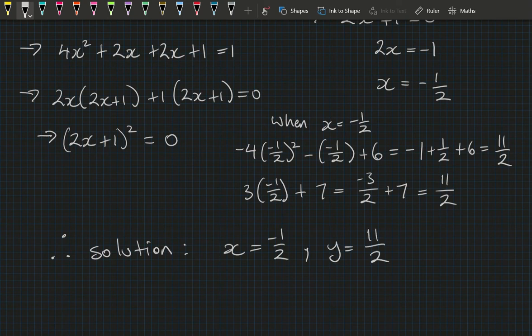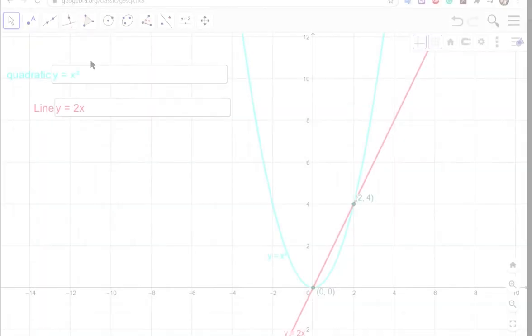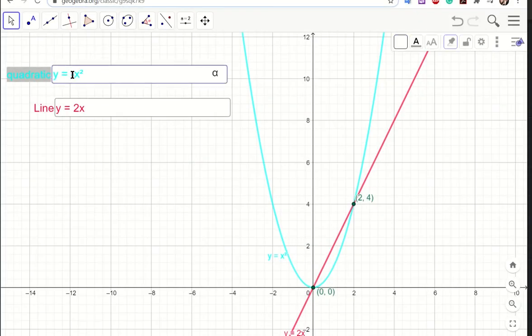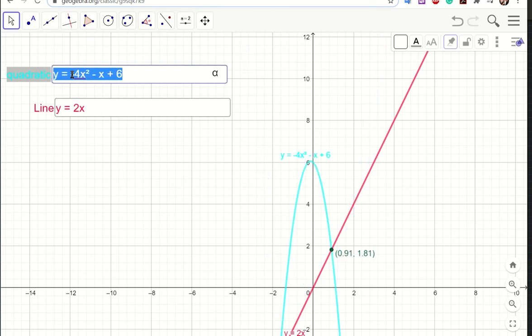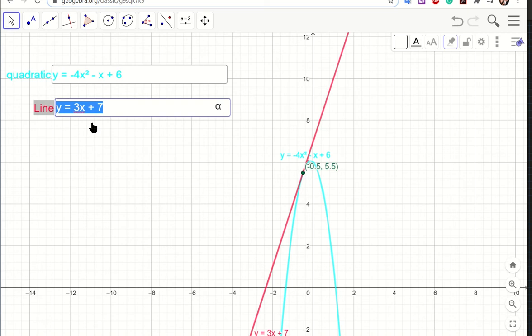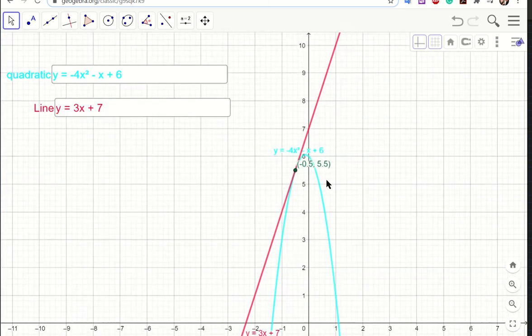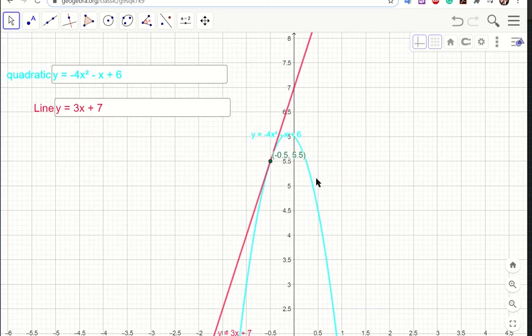All right, let's have a look at that in GeoGebra. So our quadratic equation was minus 4x squared minus x plus 6, and our linear equation was 3x plus 7. And sure enough, we can see the intersection here is at minus 0.5, which is x equals minus a half, and y is equal to 5.5, which is 11 on 2, because 5 is 10 on 2. Let's zoom in on that, hey? So sure enough, it kisses the line perfectly. All right, let's get back to our OneNote.